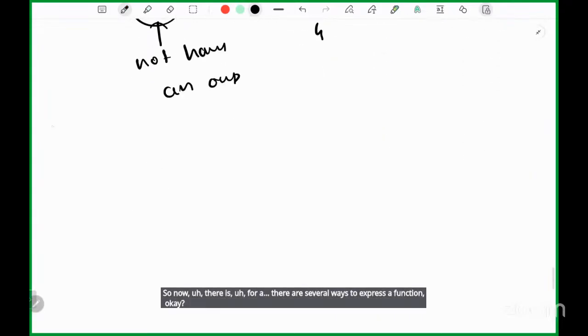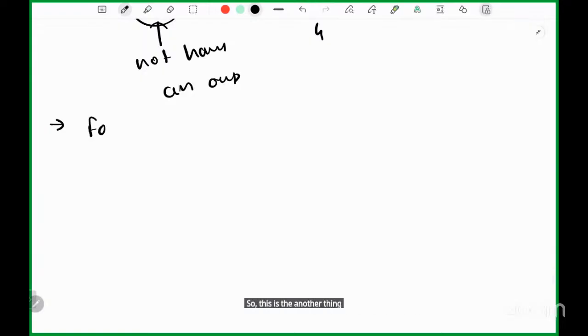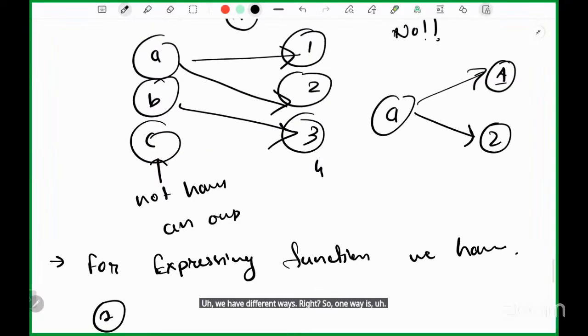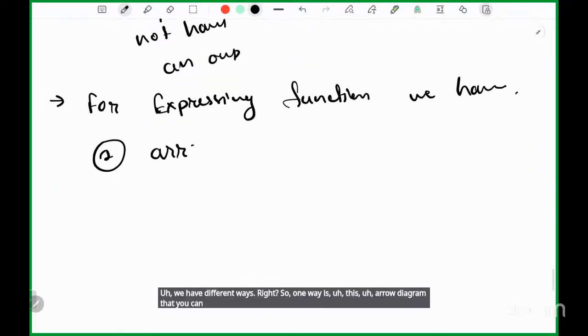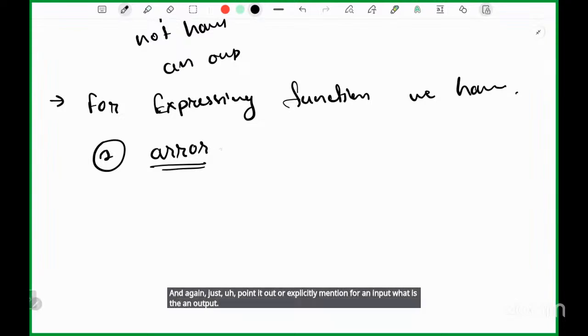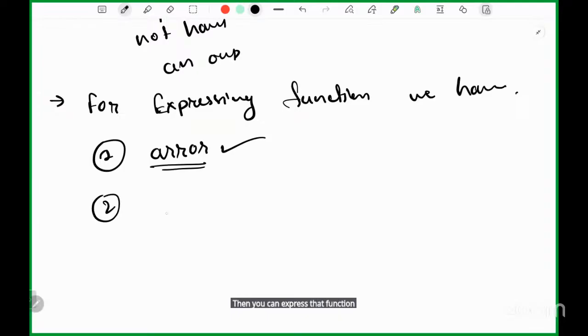So this is another thing: for expressing functions, we have different ways, right? One way is this arrow diagram. If you have a finite set, then you can just point it out or explicitly mention for an input what is the output. Then you can express that function. Another one is by giving an expression.